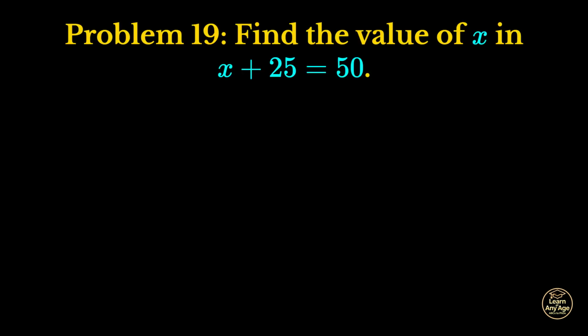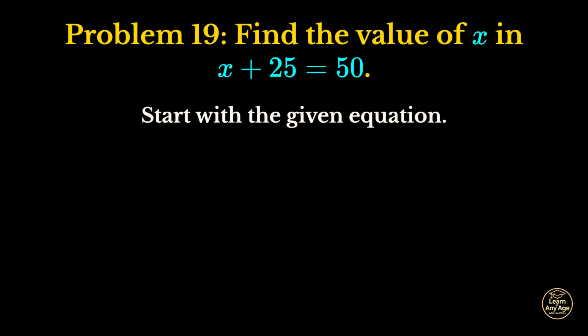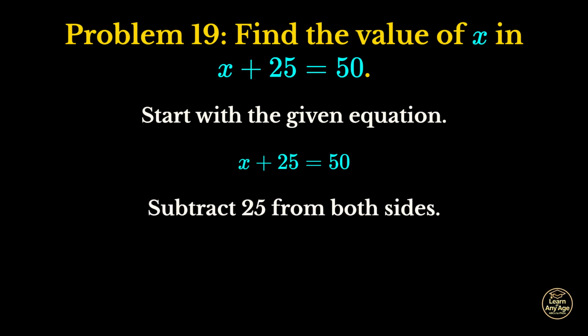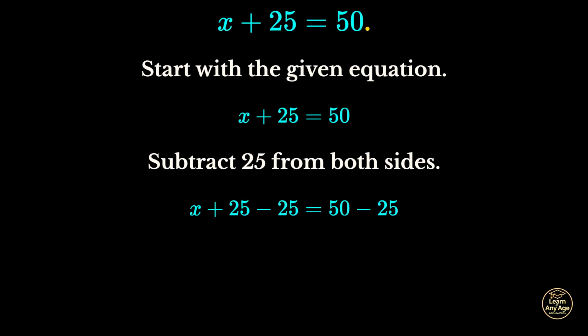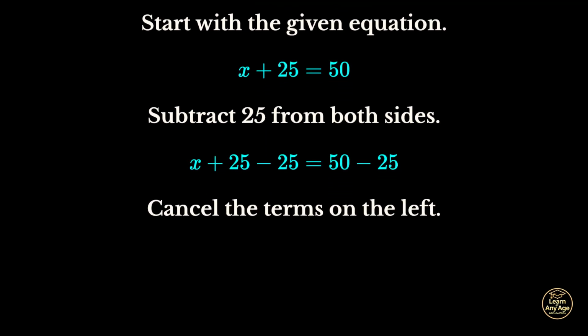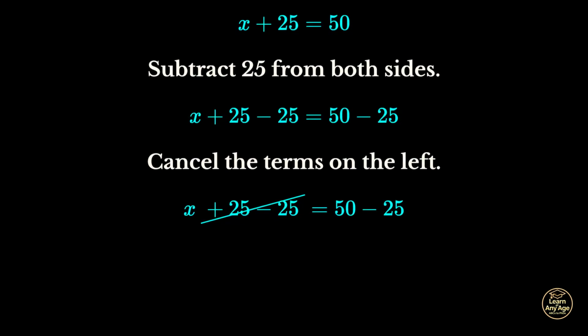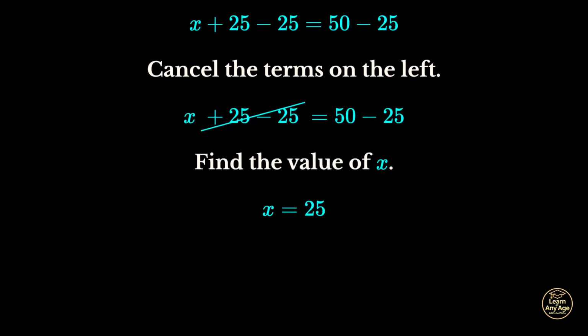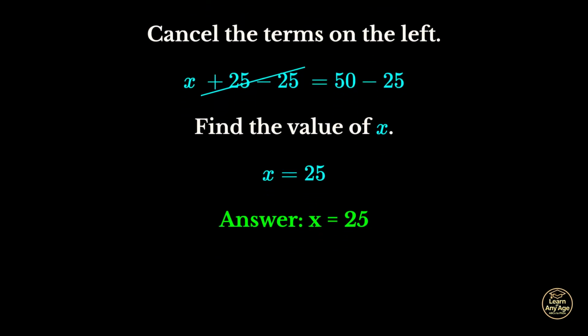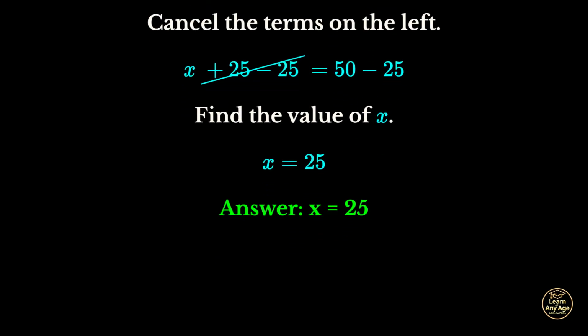Problem 19, find the value of x in x plus 25 equals 50. Start with the given equation. X plus 25 equals 50. Subtract 25 from both sides. X plus 25 minus 25 equals 50 minus 25. Cancel the terms on the left. Find the value of x. X equals 25. Answer: x equals 25.